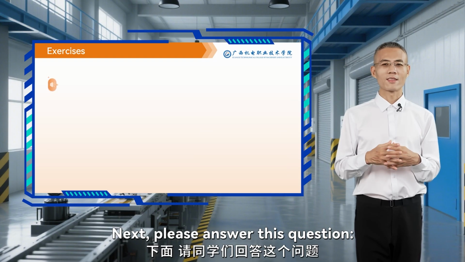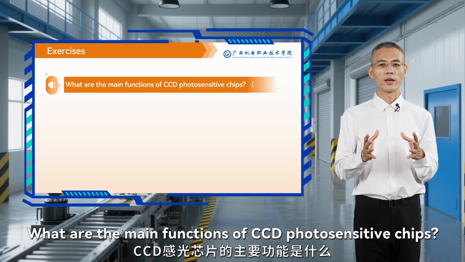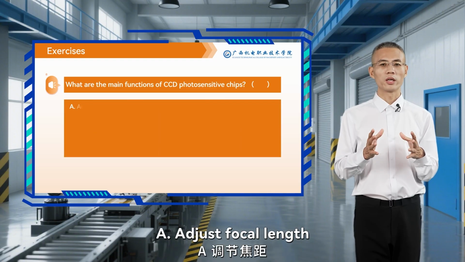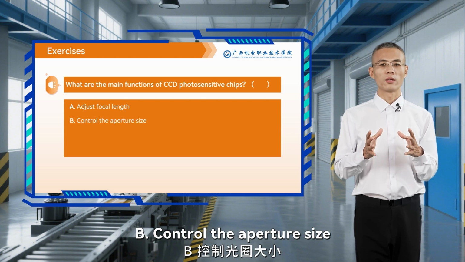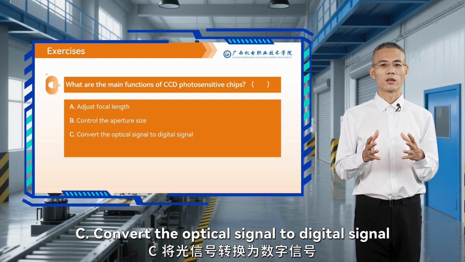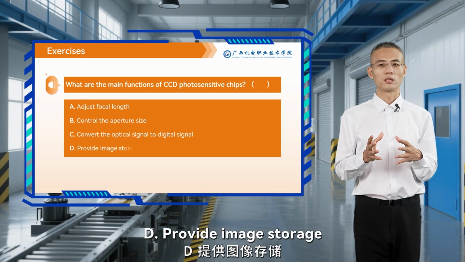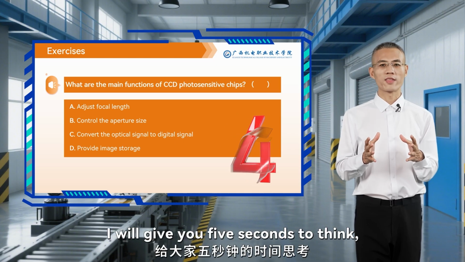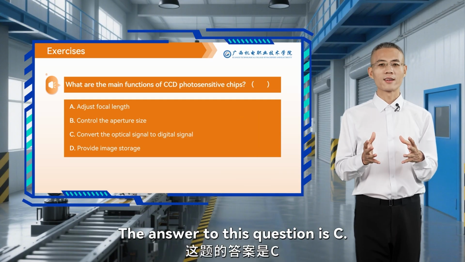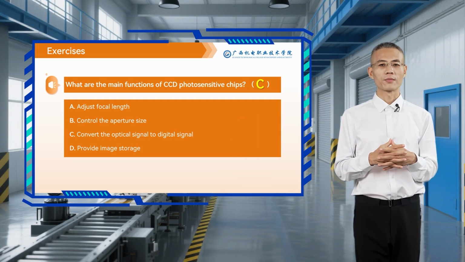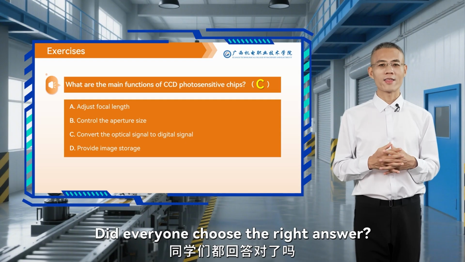Next, please answer this question. What are the main functions of CCD photosensitive chips? A. Adjust the focal length. B. Control the aperture size. C. Convert the optical signal to digital signal. D. Provide image storage. I will give you 5 seconds to think, and will show the answer after 5 seconds. The answer to this question is C. Did everyone choose the right answer?